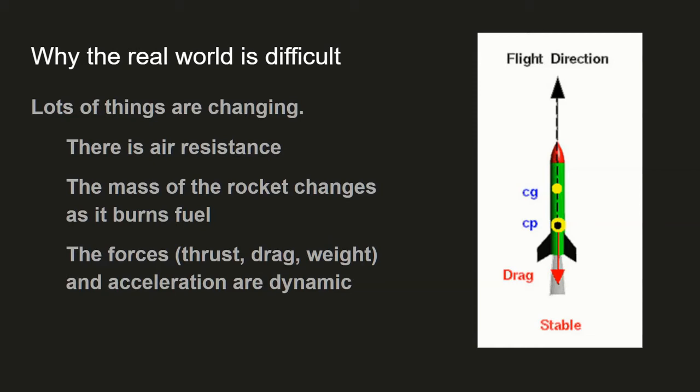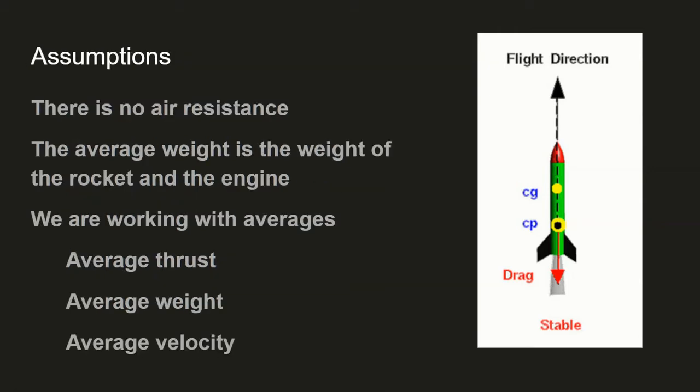So really the appropriate thing to do is use calculus to understand this, but we want to approach this with a little bit of algebra. In order to do this, we have to make some assumptions. We're going to assume that there is no air resistance. So in a perfect world that had no air, what would this rocket do? And we're also going to use an average weight of the rocket. We're just going to add the weight of the rocket and the weight of the engine together, and that's going to be our total weight.